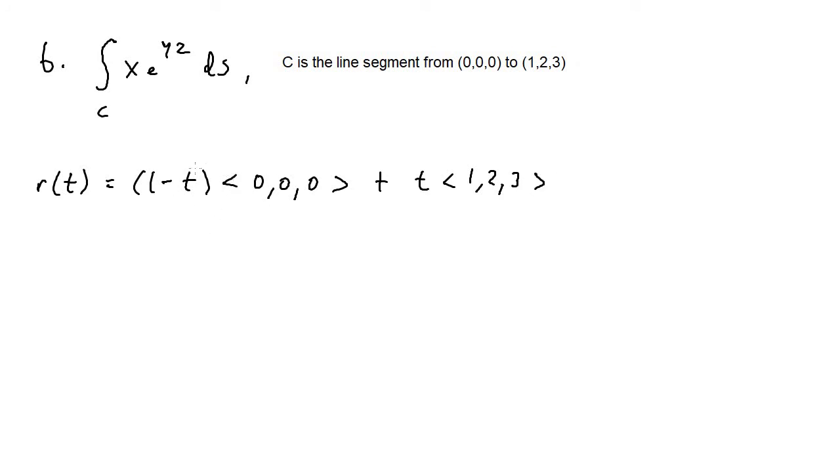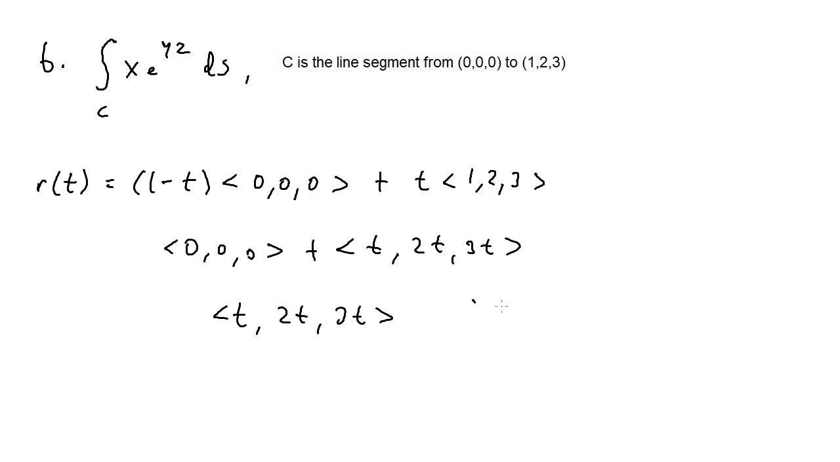So if I go ahead and simplify, if I distribute 1 minus t to this vector, it's just going to be 0, 0, 0 all the way. And then plus, if I distribute the t, we'll get t, 2t, 3t. So if I go ahead and add these two vectors, we're just simply going to get t, 2t, 3t.